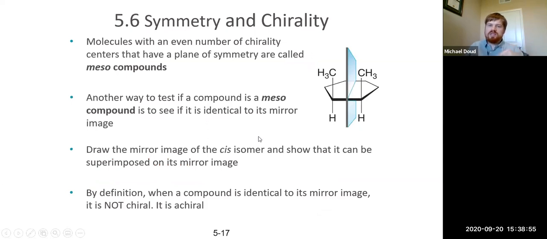These are what we call meso compounds. And the easy way to see if a compound is meso is just to see if that compound is identical to its mirror image. We could easily do that here because this is a cyclohexane with the 2 methyl groups pointed up like that. Imagine a cyclohexane with 2 methyl groups pointed down. Well, you can just superimpose them by flipping one onto the other.